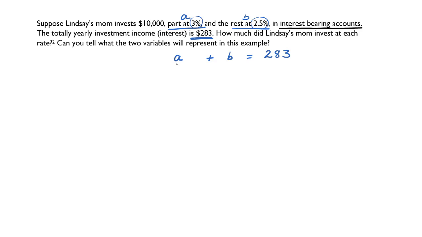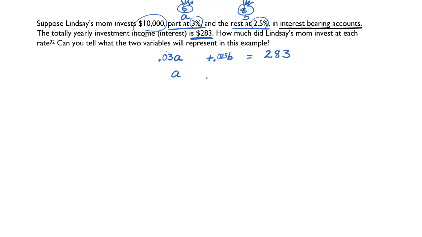So we don't know how much of the 10,000 was put in each, but we'll make a little money bag here. Some amount of money was put in A and some other amount of money was put in B, investment B, and together they add up to this $10,000. So we're not quite there yet. We have A, we have B, but we need to include the percentage. So the percentage times the amount will give us the $283.